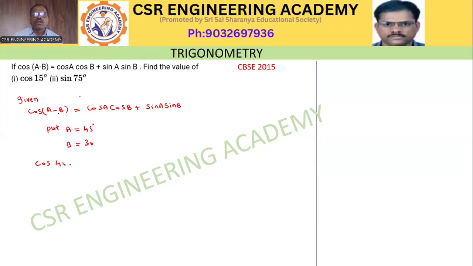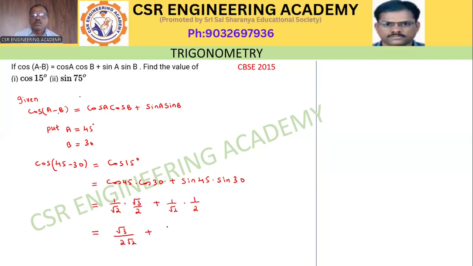cos(45° − 30°) = cos 15° = cos 45° cos 30° + sin 45° sin 30°. cos 45° = 1/√2, cos 30° = √3/2, sin 45° = 1/√2, sin 30° = 1/2. So cos 15° = √3/(2√2) + 1/(2√2) = (√3 + 1)/(2√2). Therefore cos 15° = (√3 + 1)/(2√2).